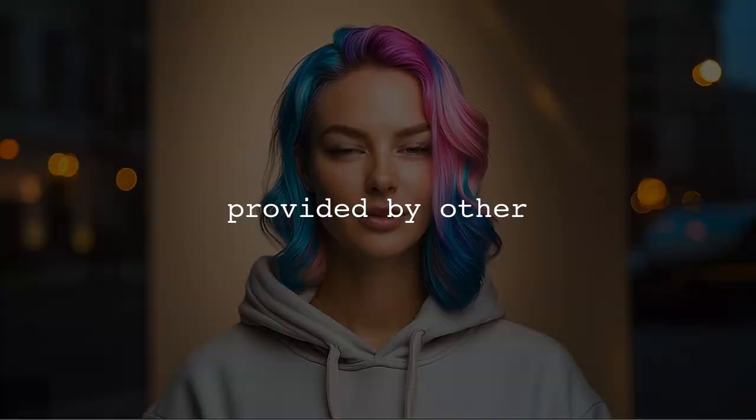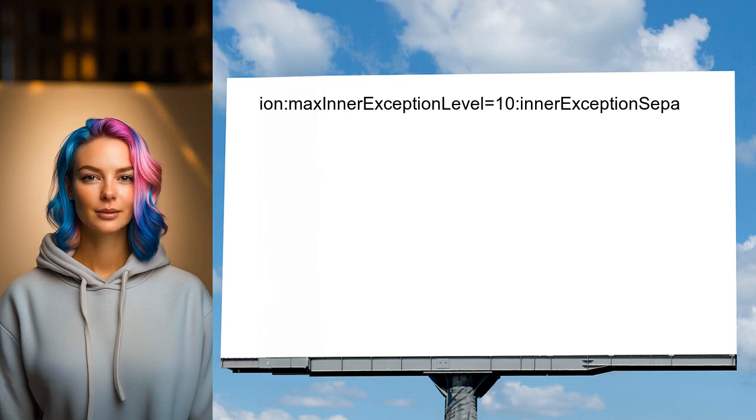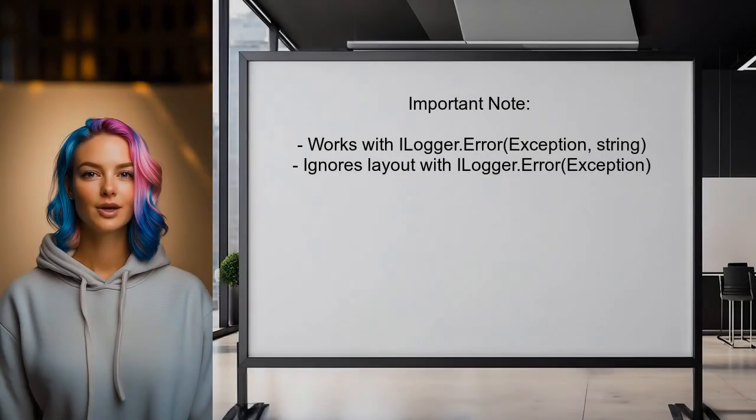Now let's look at the answers provided by other users. An alternative approach suggests adding a line break between inner exceptions using a specific XML code. This is because the inner exception separator isn't parsed in a special way. Instead of using the default separator, you can set it to a line break and tab character. However, this method only works when using the ILogger.Error exception string method. The ILogger.Error exception method does not recognize this layout.